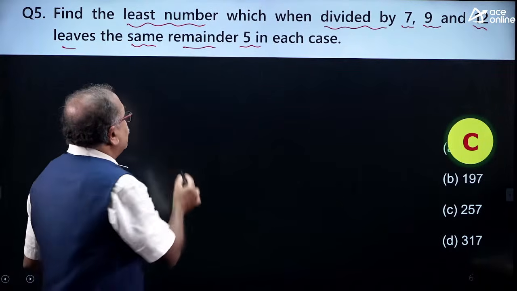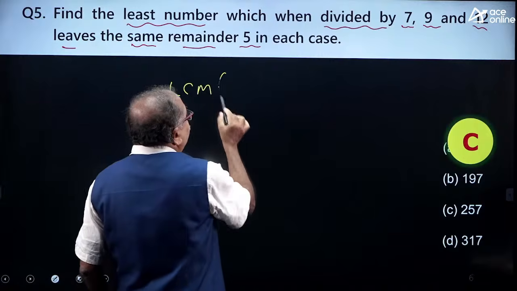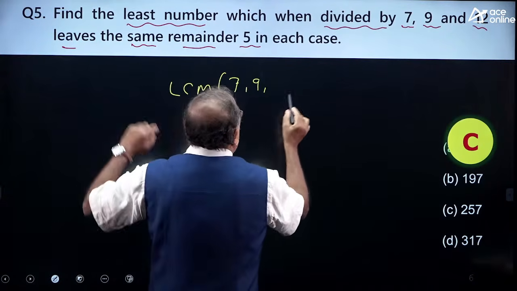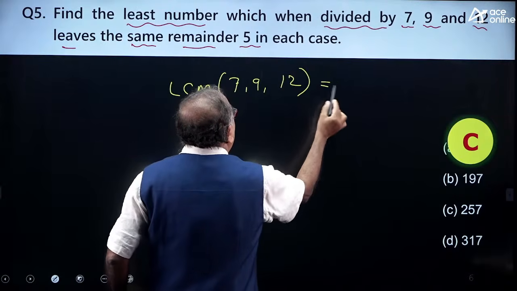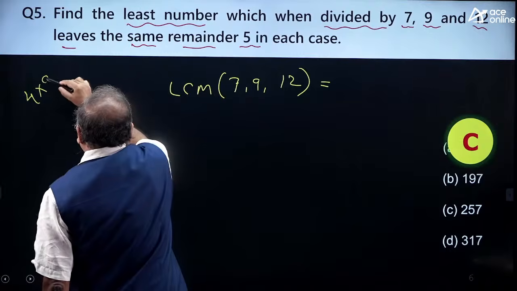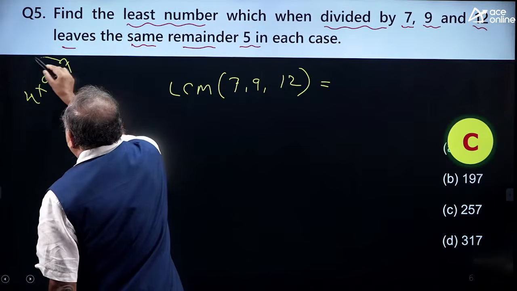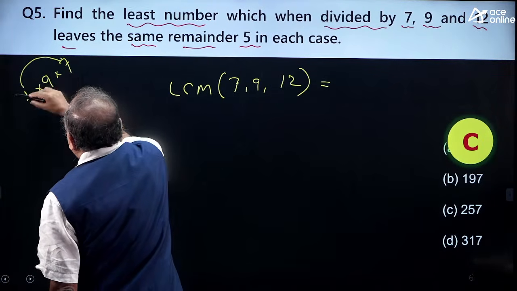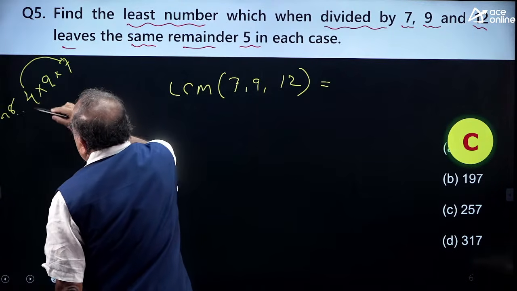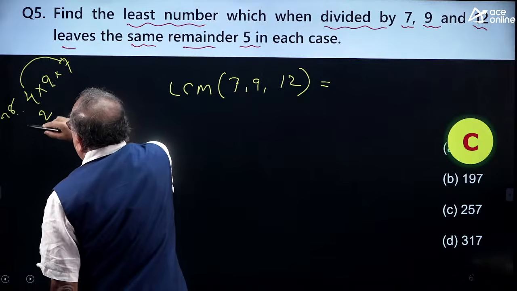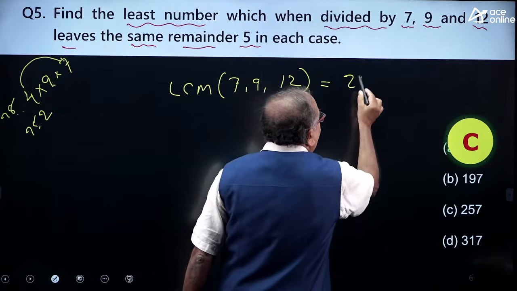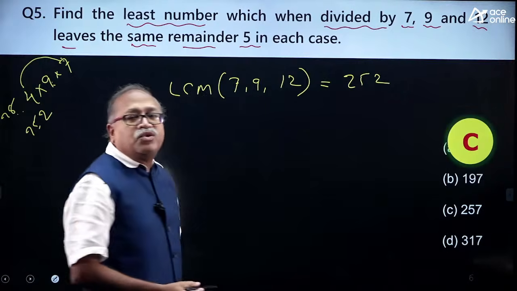You know, I need to take the LCM. It's a very first model of LCM. So LCM of 7, 9, 12. What is the highest power of 2? 4 is there. Highest power of 3, 9 is there, and 7 is there. So 7 times 4 is 28, and 28 into 9: 9 eights are 72, carry 7, and 9 twos are 18 plus 7 is 25. So that is 252. I get the LCM over here.